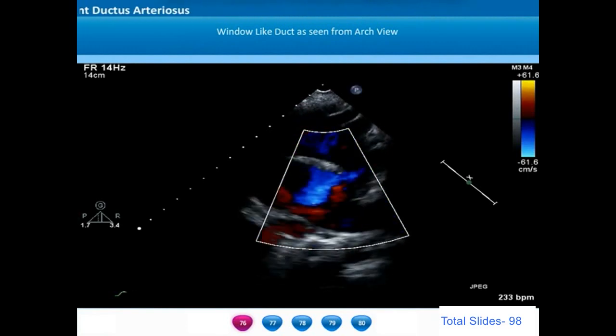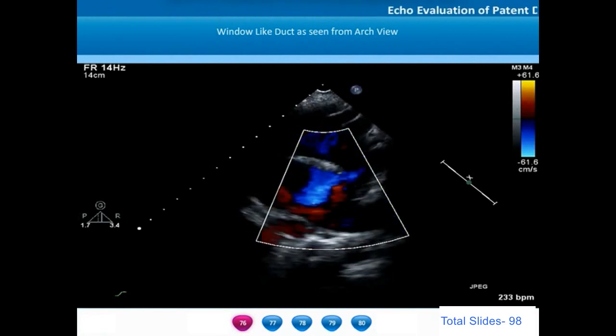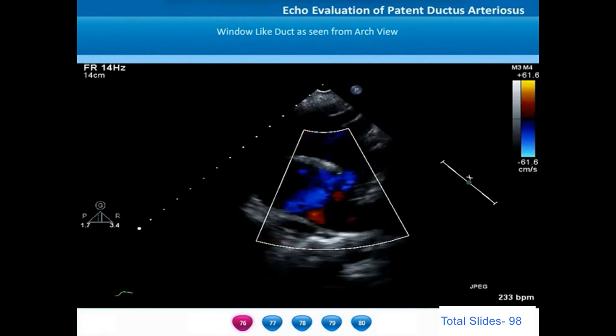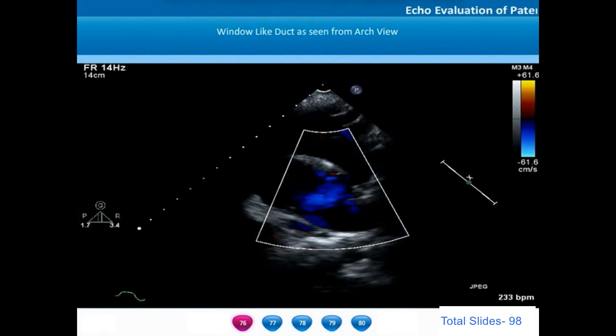These window-like ducts are very short. They don't have a length at all. But some of them may be very large in their diameter, so that the aortic pressure and the pulmonary artery pressure will be similar. In this suprasternal view, you can notice a laminar flow of blood from the aorta towards the pulmonary artery without any gradient. This indicates that the pulmonary artery pressures and the aortic pressures are similar.